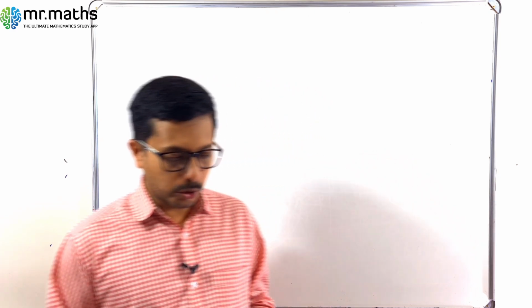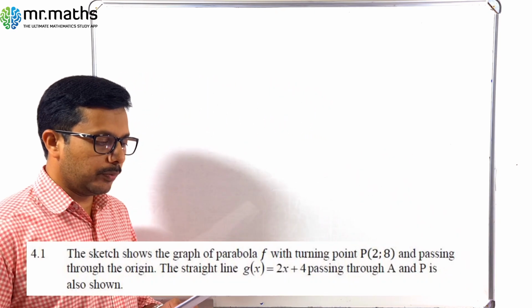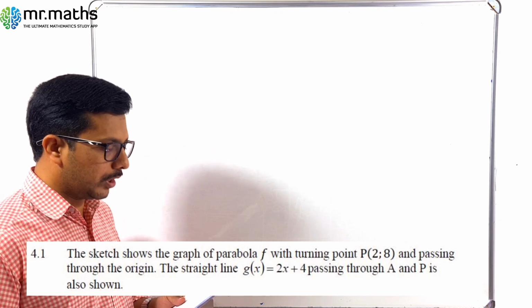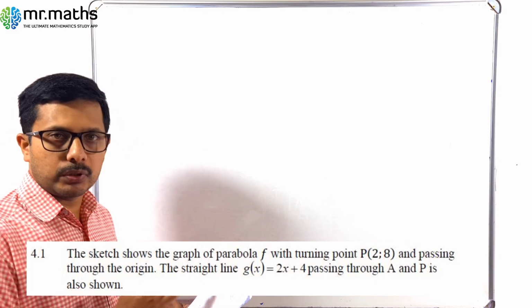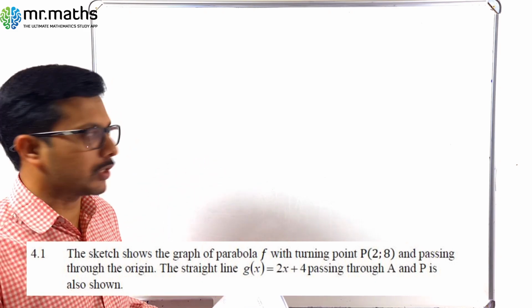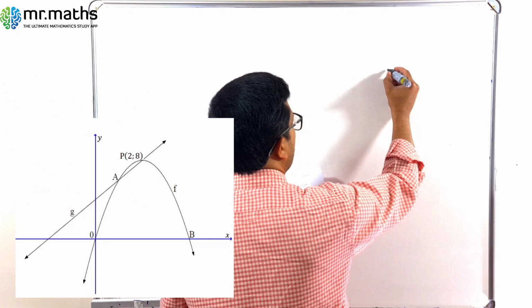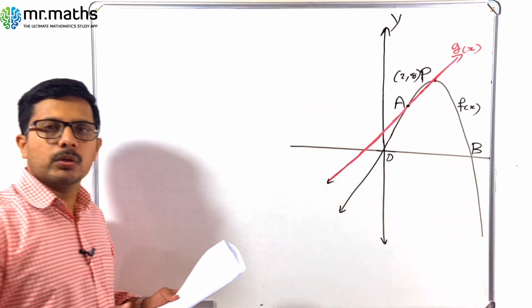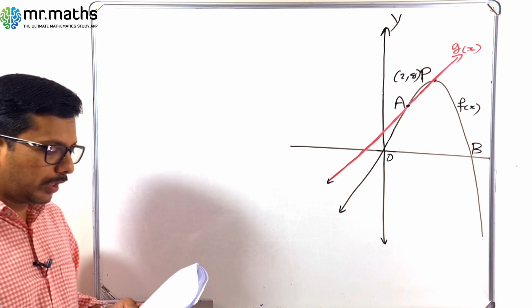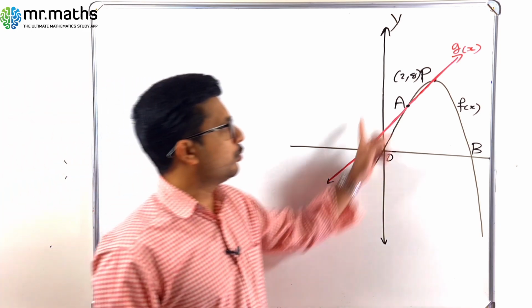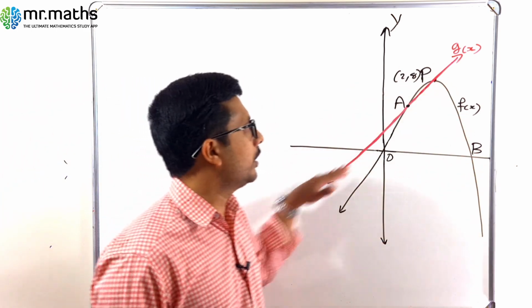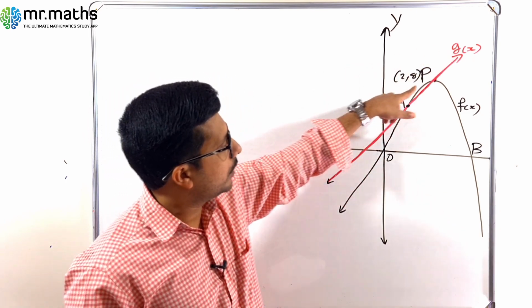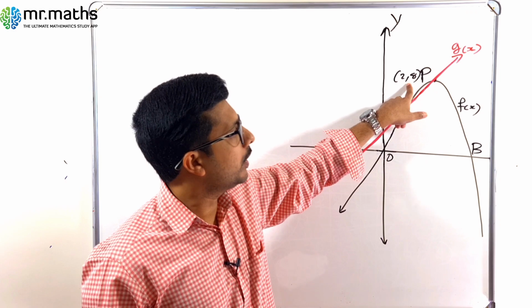The sketch below shows the graph of f with the turning point P(2, 8) and passing through the origin. So there is a graph drawn there. So let me draw that graph first. Okay, then based on that one I will explain the remaining things. So this is the given graph, and you can see that there are two graphs. One is f of x and the other one is g of x, a parabola and a straight line, and the turning point is given as (2, 8).